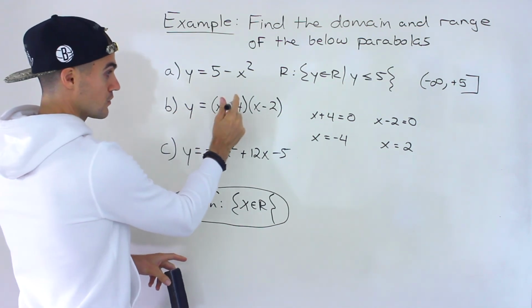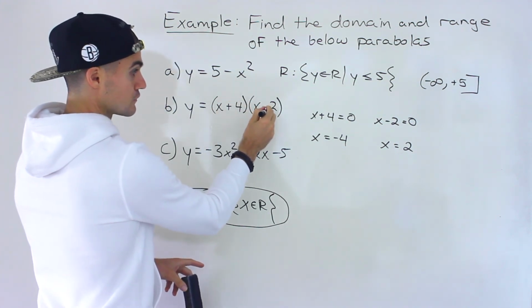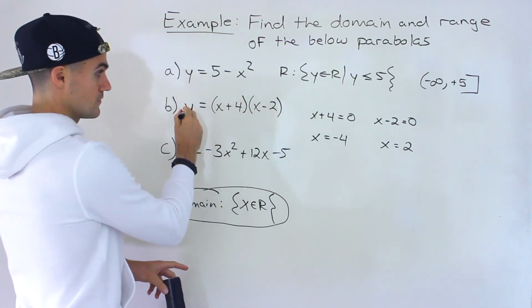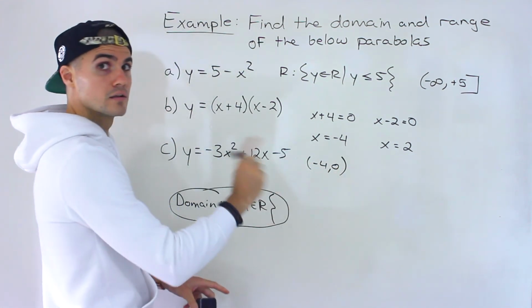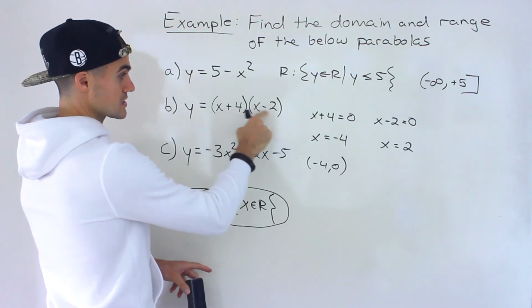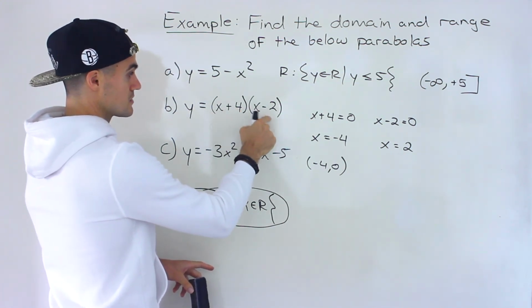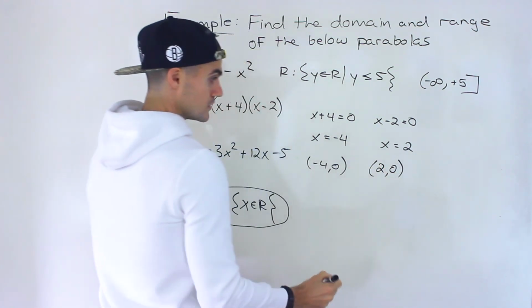If we plug in negative 4, this bracket would be 0, so we'd have 0 times negative 6, which would give us 0. So (-4, 0) is a coordinate, an x-intercept. If we plug in 2, this bracket would be 0. This would be 6, but this would be 0. So 6 times 0 would give us that y value of 0.